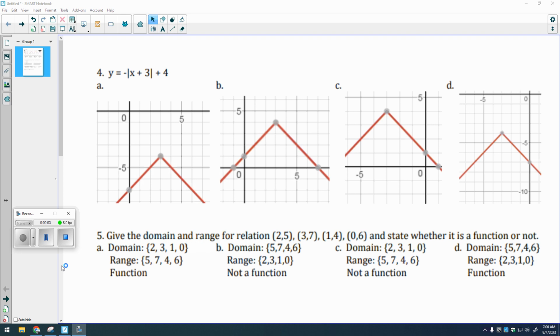Hello everyone. Just want to do a quick recording on this concept of domain and range. I've had a few questions and it's much easier to do a recording than to try to type everything out.